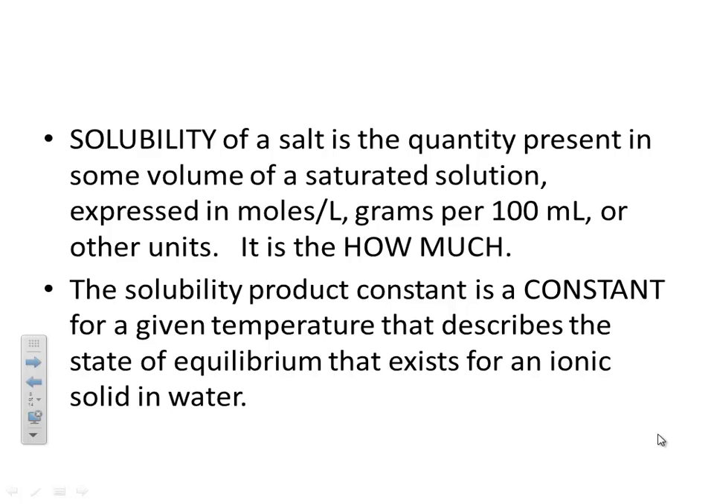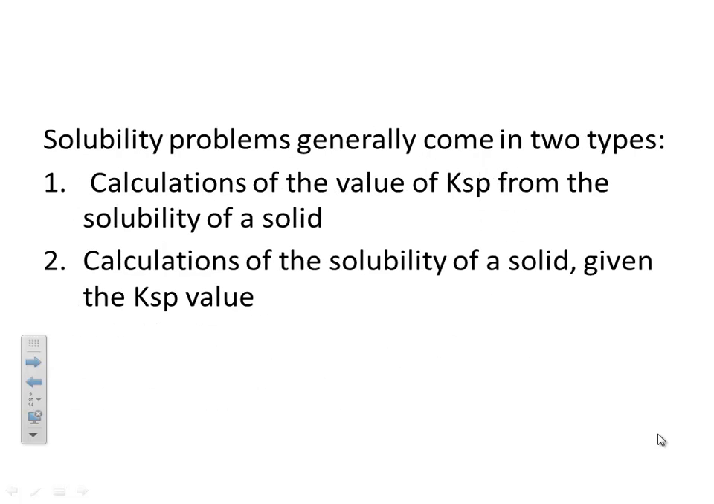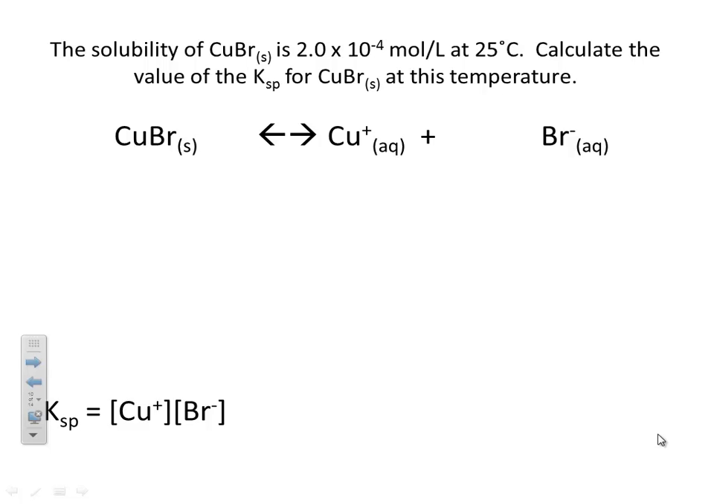Solubility problems generally come in 2 types. You can either be asked to calculate the value of KSP or calculate the solubility from a KSP. So let's take a quick look at both of these types. First, for our first problem, we're going to look at the solubility of copper bromide. We're given a solubility of copper bromide, and you can see that this one's expressed in moles per liter at 25 degrees Celsius.